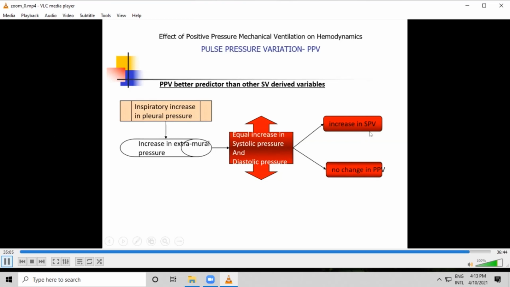Increase in systolic pressure will lead to increase in systolic pressure variation. But since there is also increase in diastolic pressure, there would be no change in PPV unless the patient is hypovolemic. In hypovolemia, these will be exaggerated, so that exaggeration will be reflected as fluid responsiveness. That exaggeration we can interpret as fluid responsiveness. There we can get an appreciable change in pulse pressure variation.